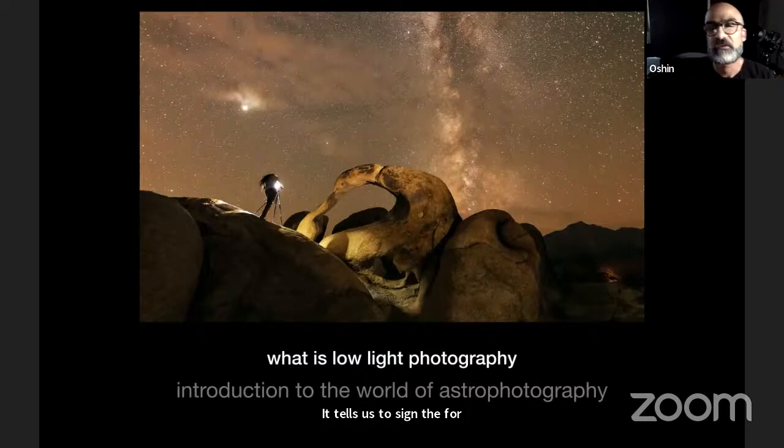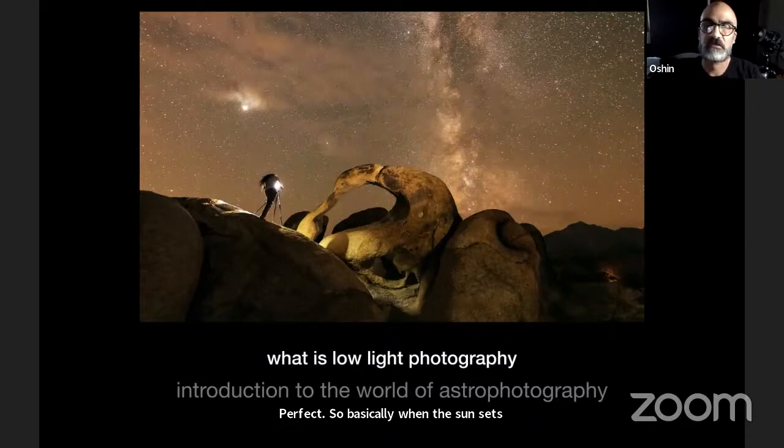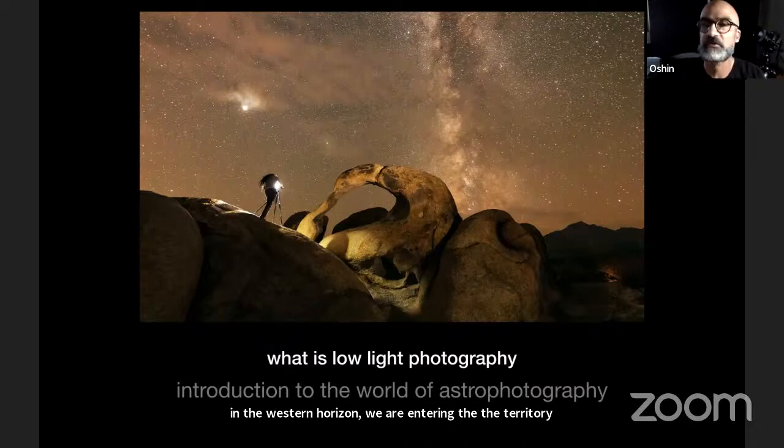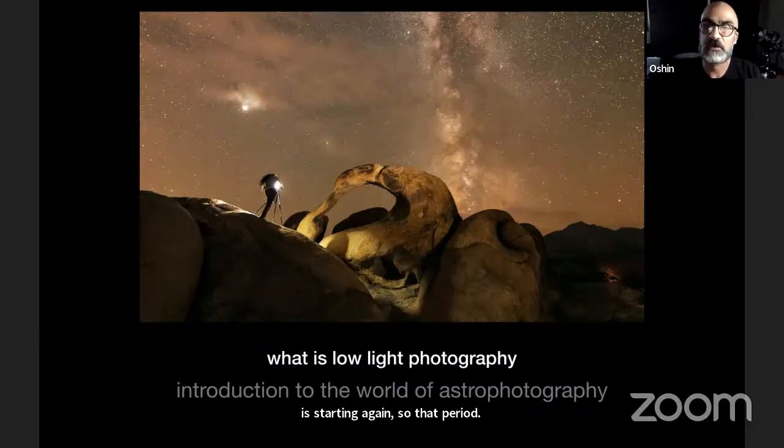So basically, when the sun sets in the western horizon, we are entering the territory of low light photography, until the next day when the sun rises and another day is starting again. For that period of time, we need long exposure times to capture the perfect light balance and good contrast in our photographs.